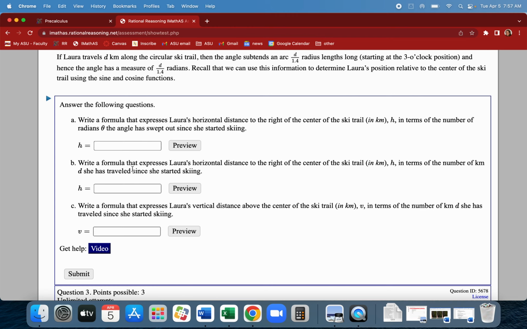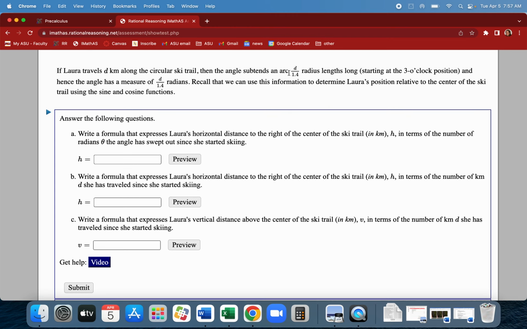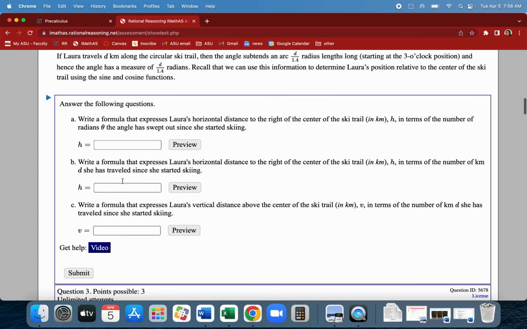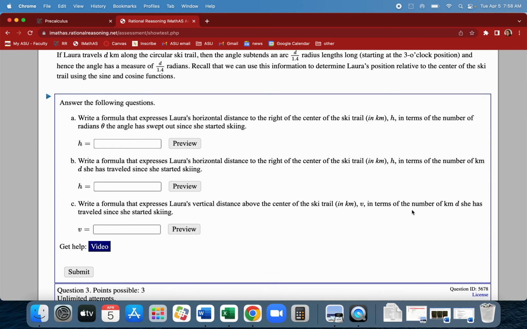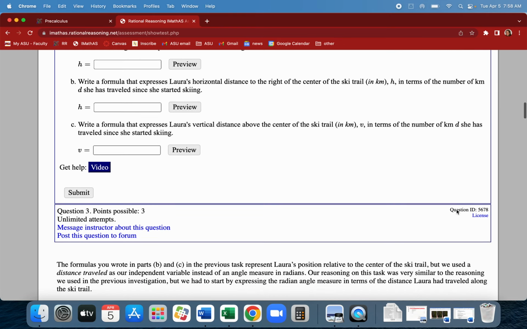So it's just since she started skiing, and so the first one is just, we're gonna have a theta, and the second one is gonna be a d over 1.4. But the horizontal part is always the cosine, and the vertical position is gonna be our sine function. And so part C is just in terms of number of kilometers d that she's traveled.